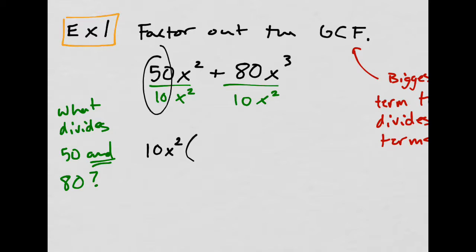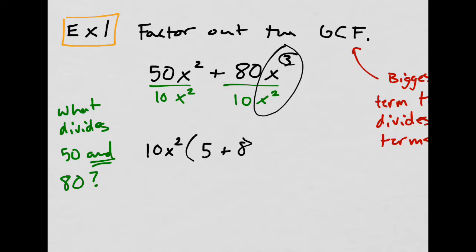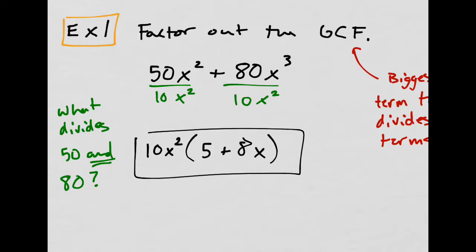And what's 50 divided by 10? That's just 5. X squared divided by x squared cancels out. And then I have 80 divided by 10. That's just 8. And x cubed divided by x squared, 3 minus 2 is 1. So I get just regular x. And that's all there is to it. That's it. That's all you got to do.